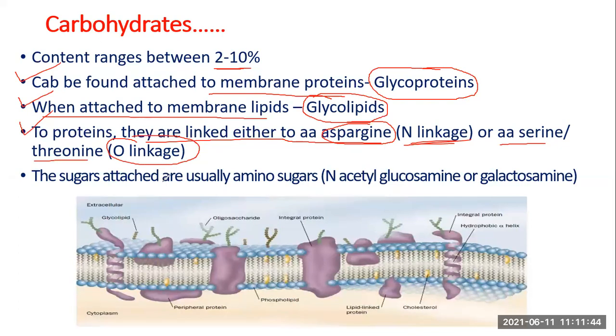So when they are attached to asparagine, it is called N linkage, and when they are attached to either amino acid serine or threonine, the linkage is called O linkage. And the sugars which are attached are usually amino sugars. Sugars which are attached to proteins or lipids are generally amino sugars. Examples of amino sugars I am giving here: N-acetyl glucosamine or N-acetyl galactosamine.